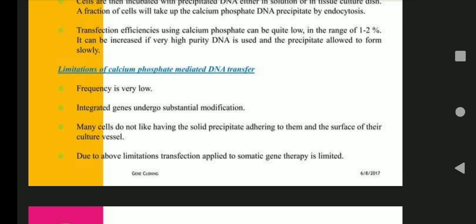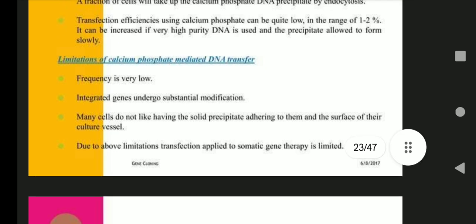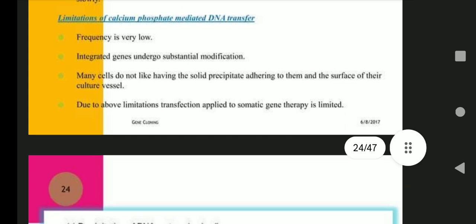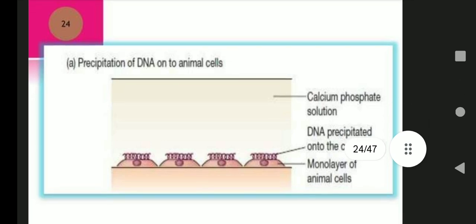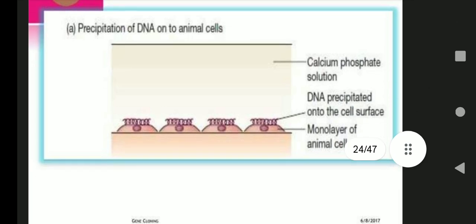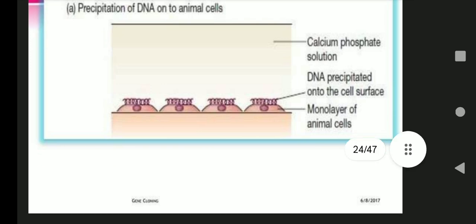The integrated gene undergoes some substantial modification. Many cells do not like this solid precipitating method adhering to them, and due to this limitation, somatic transfer of the DNA is less in this case. Here we can see the calcium phosphate solution. The DNA is precipitated onto the surface of the cell, and a monolayer of the animal cell is seen.